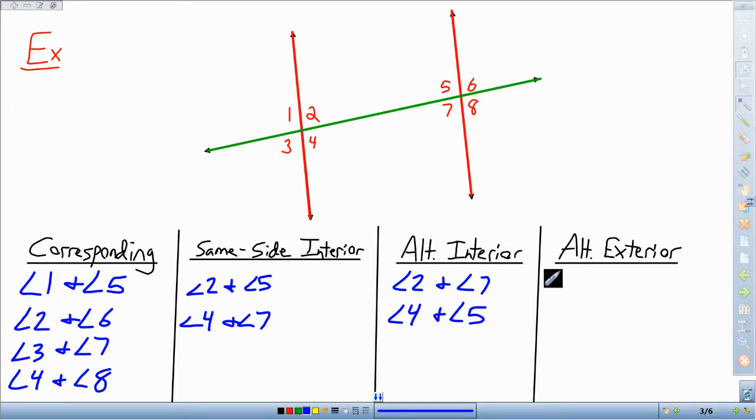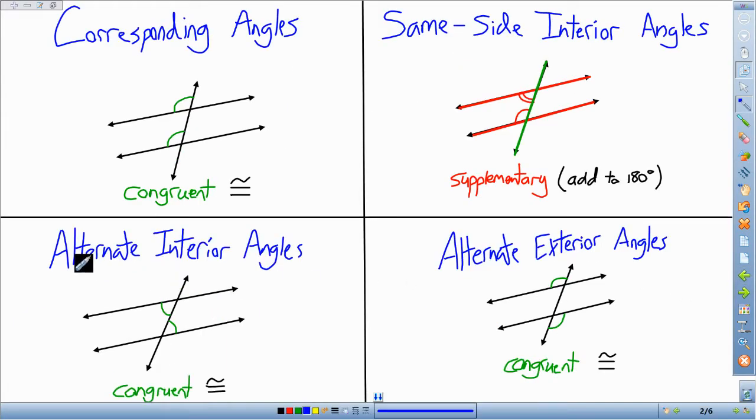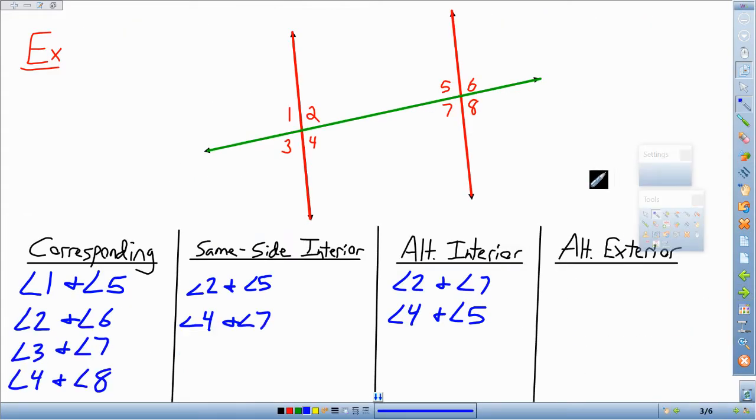Okay, and last type we have is alternate exteriors. All right, just like alternate interiors, they're still on alternate sides of the transversal, but this time they're on the exterior of the parallel lines, on the outside of them. All right, so here are the first pair of alternate exterior angles I notice. Angles 1 and 8. Okay, all alternate sides of the transversal, one's above, one's below, and then on the outside of the parallel lines.